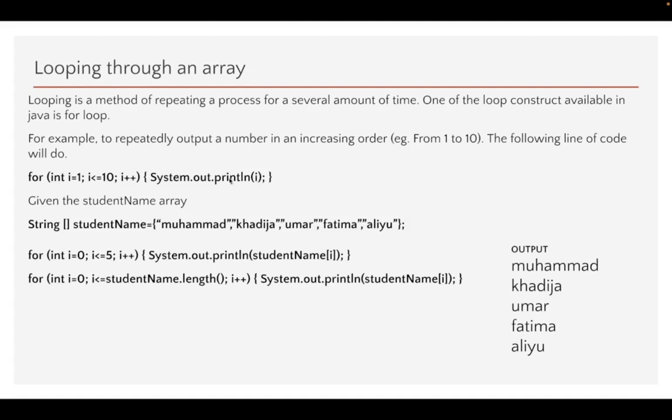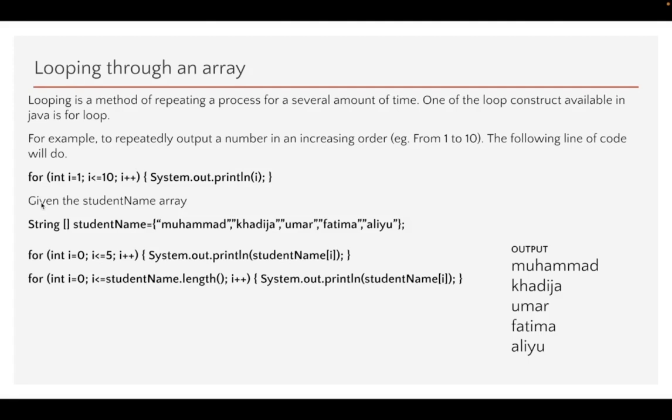In the first instance, it prints the value of i, then increments i by 1, and then prints the next value, which is 2, increments by 1, and prints the next value, which is 3. It keeps on doing it so long as this condition is satisfied, and whenever i is no longer less than or equal to 10, nothing will be printed, right?